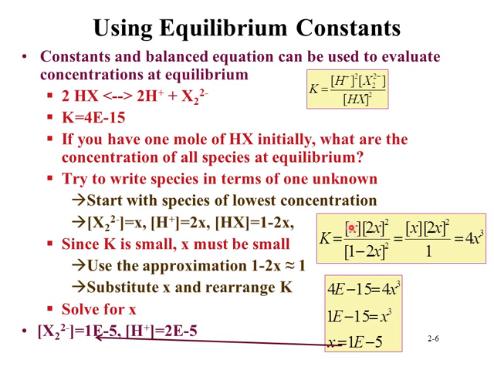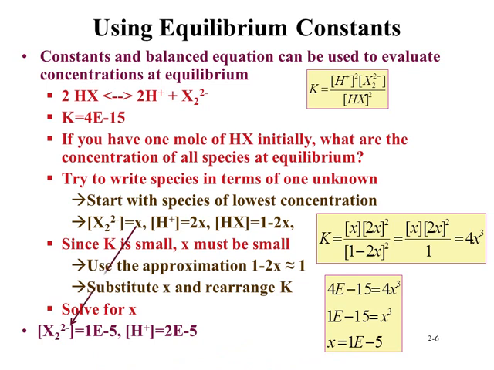This is our proton concentration. This is our dimer concentration, and this is the concentration of the reactant. We're going to say the concentration of the reactant is fundamentally 1. This becomes K is equal to 4x cubed. If K is 4 times 10 to the minus 15, 1 times 10 to the minus 15 is equal to x cubed. X is equal to 1 times 10 to the minus 5. So this dimer is equal to 1 times 10 to the minus 5.